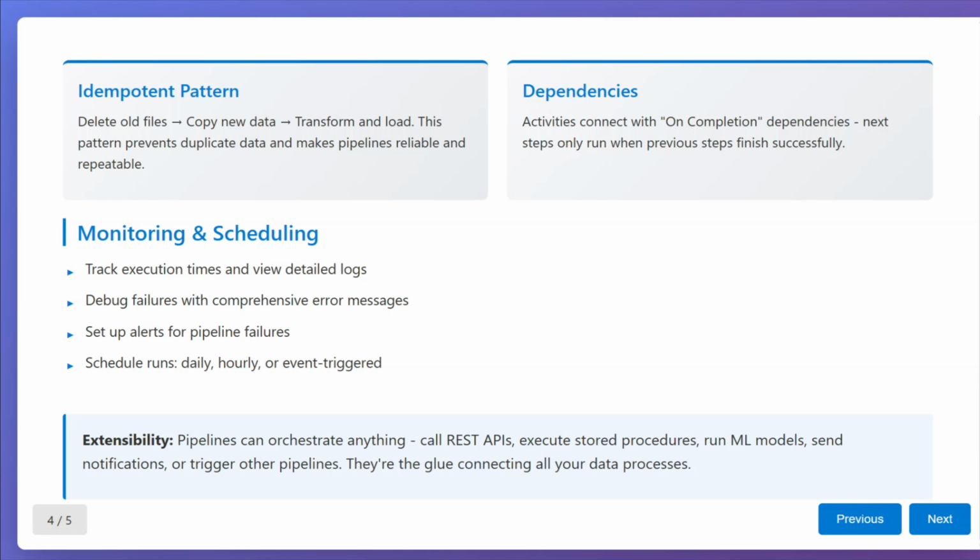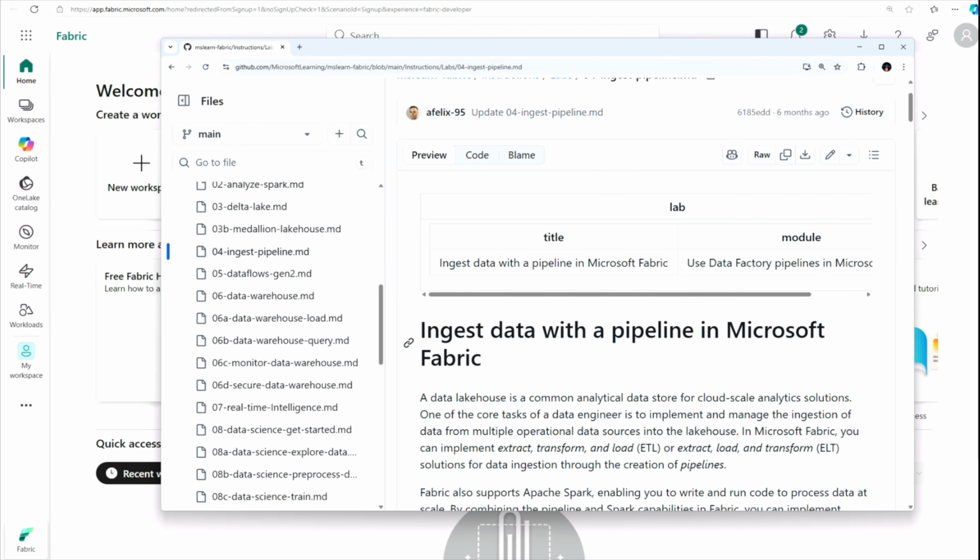By the end of this lab, you will have built an end-to-end ETL pipeline that ingests data, transforms it with Spark, and loads it into a queryable data table. And let's build the data pipeline and automate the data workflow. We are going to ingest data with a pipeline in Microsoft Fabric.